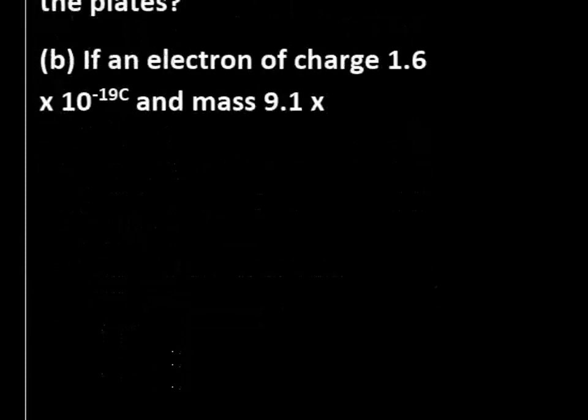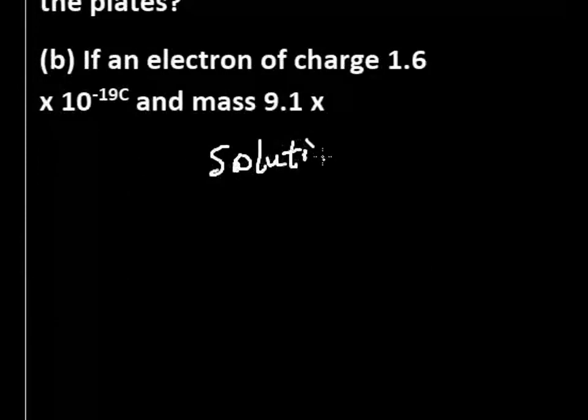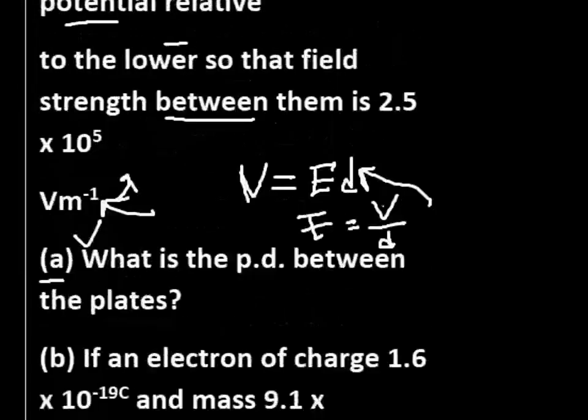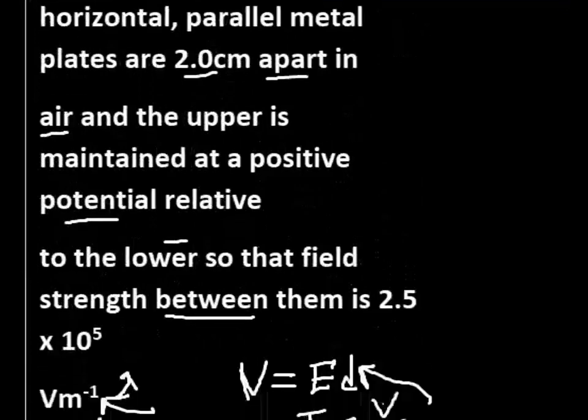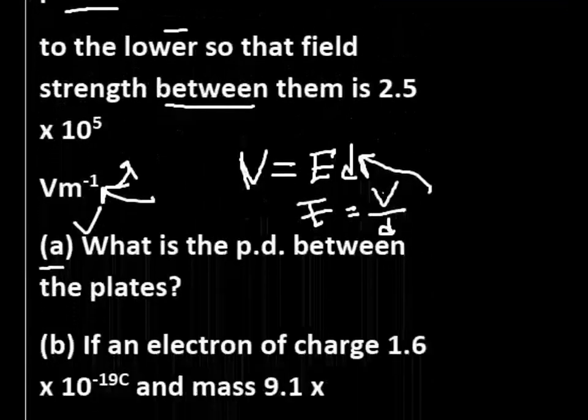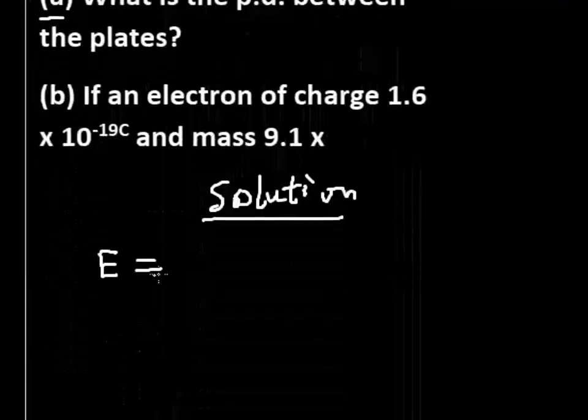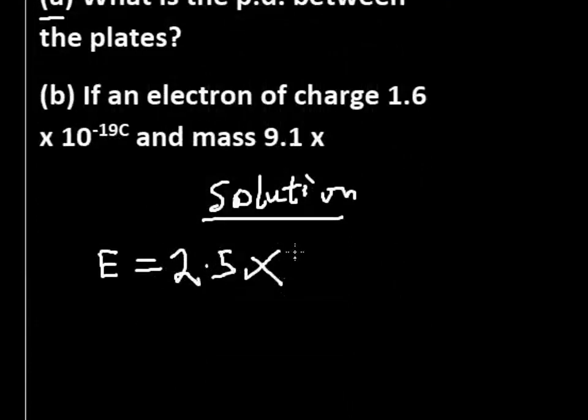So very simple. Solution: according to the question, we have been given E, the electric field strength or intensity, which is still the same thing, and of course that value is 2.5 times 10 raised to the power 5 volts per meter.